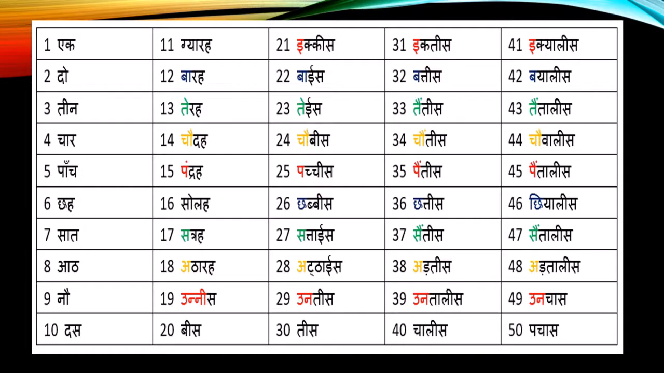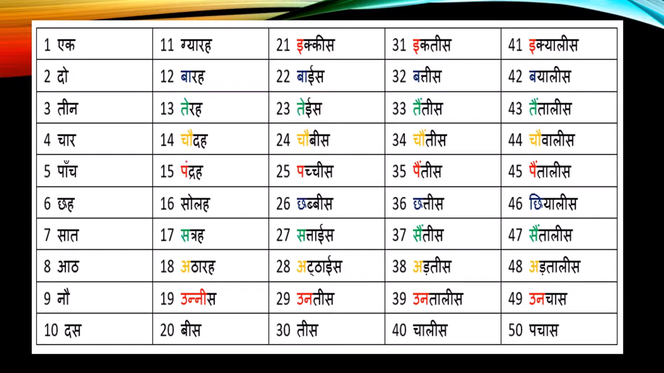9 is nau, and 19, 29, 39 and 49 start with un. If you remember, I had told you that 19 will resemble 20, 29 will resemble 30, 39 will resemble 40, and 49 will resemble 50. So 19 is unnees, 29 is untees, 39 is untaalees, and 49 is unchaas.